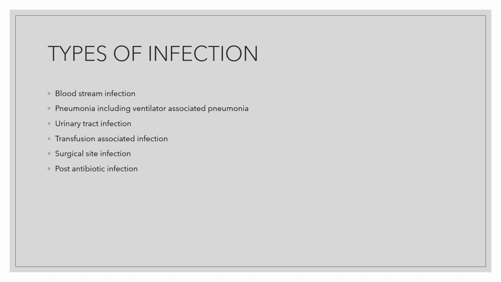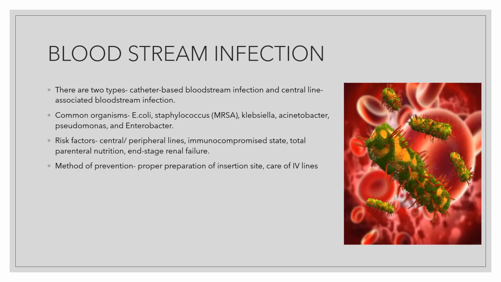Now, what are the types of infections present over here? We gain infections in hospital via bloodstream, by ventilator, which mostly causes pneumonia, and urinary tract infection. Then we have blood transfusion associated infection, surgical site infection, and post antibiotic infection. So we'll start with the bloodstream infection.